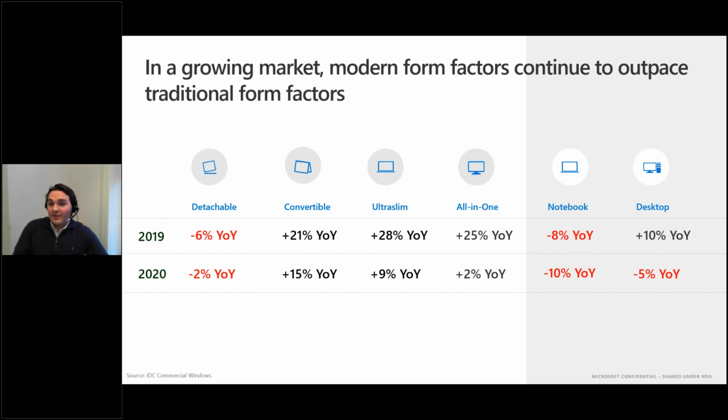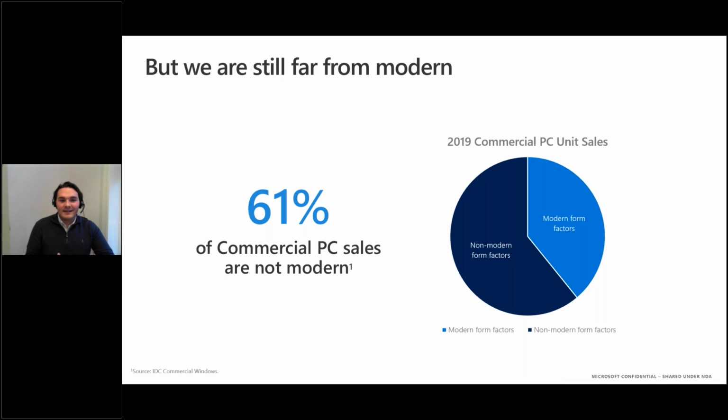So one could think, of course, that we are seeing great trends where a lot of people are modernizing, the IT spendings are increasing by a lot. But fact of the matter is that many of the units that are being sold are not modern. So in 2019, 61% of commercial PCs were not, as we would define it, a modern PC. And I'm going to show you exactly a little bit what I'm thinking when I talk about modern PC in a while.